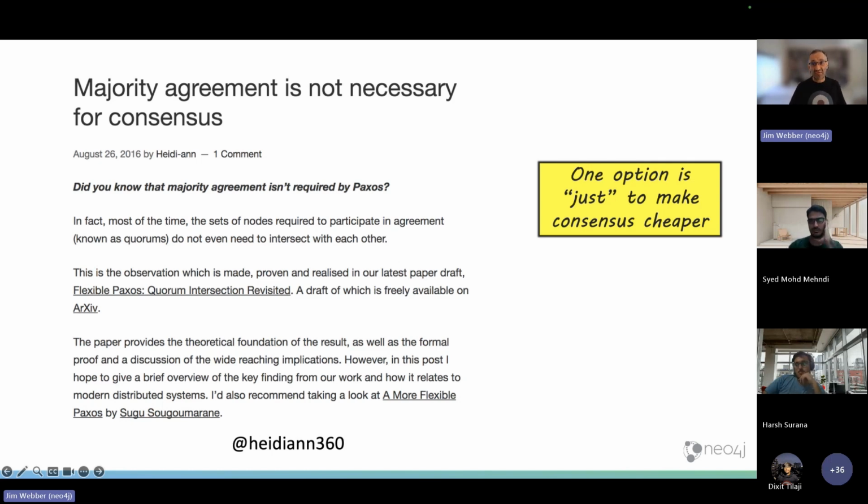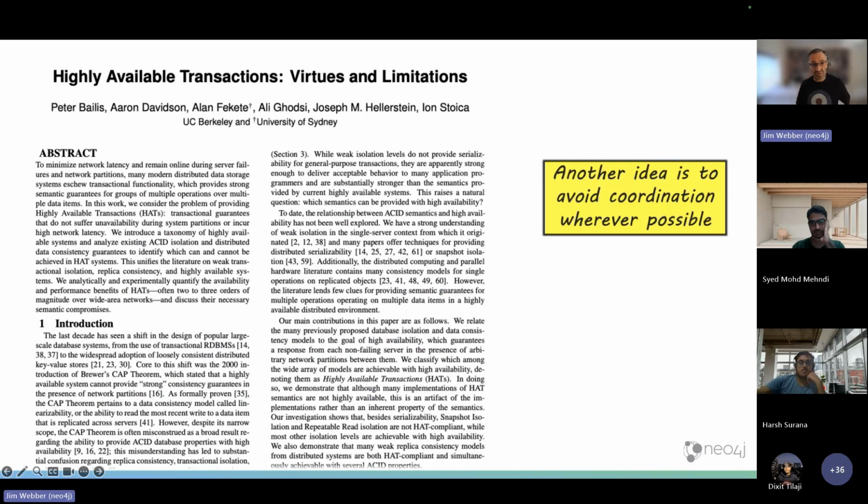And I'm a huge fan of simple because complex is where the bugs hide, and bugs in distributed systems are subtle and devastating. Another way of doing this would be to avoid coordinating wherever possible. And this is a really cool idea. This was Peter Bailis's work, and my old mentor Alan Fekete at University of Sydney, and their observation here was like, do you always need to coordinate?